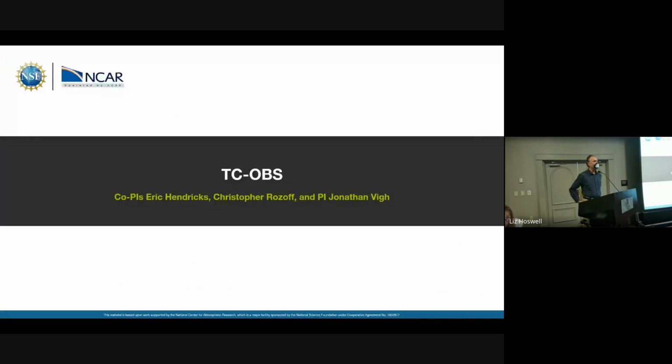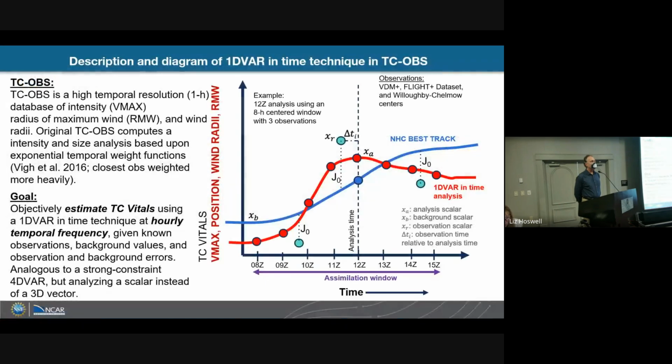Next slide. Okay, TCOBs. I'm going to briefly talk about what we're doing at NCAR on the temporal analysis side. TCOBs is a framework that I developed back in 2016. The point was to put in all these observations into almost like a new historical database, and get out the essential storm parameters at 1 hour resolution, completely, objectively data-driven.